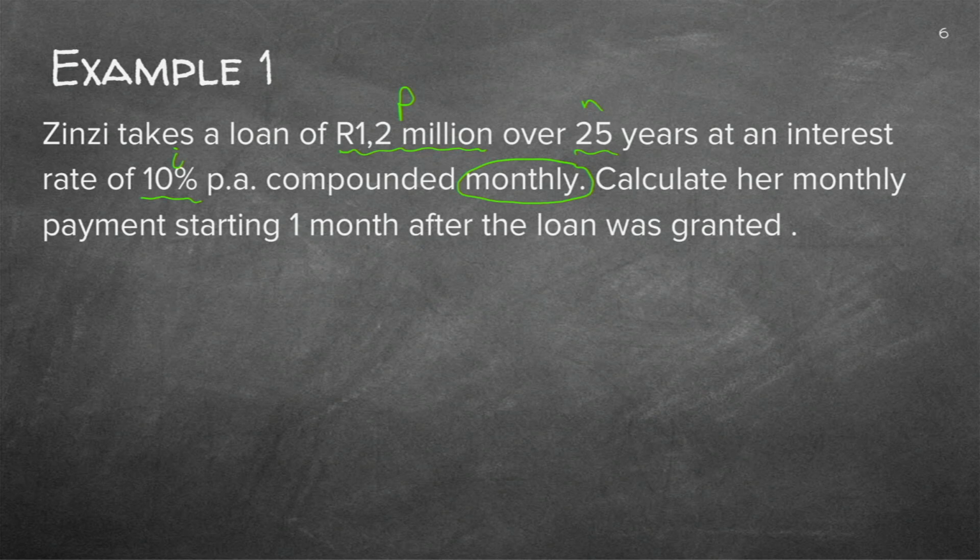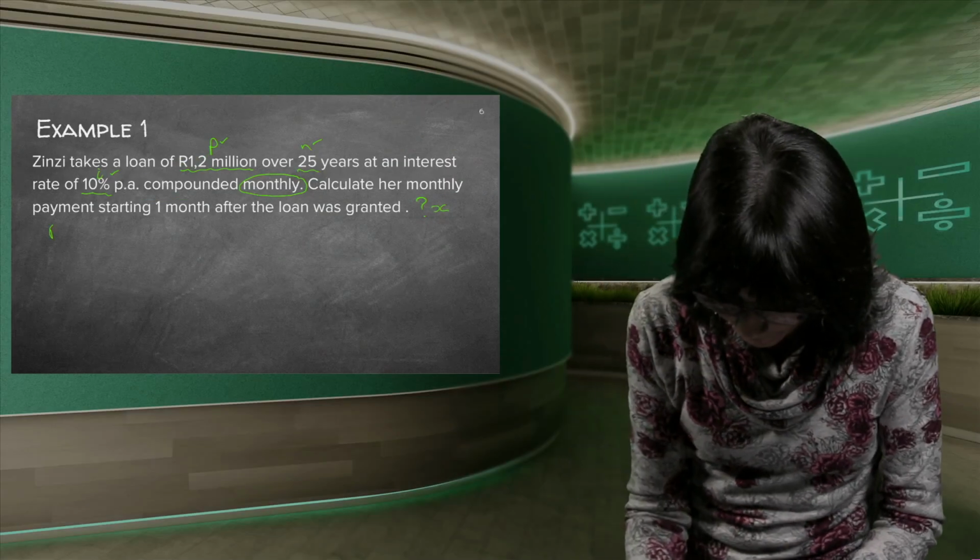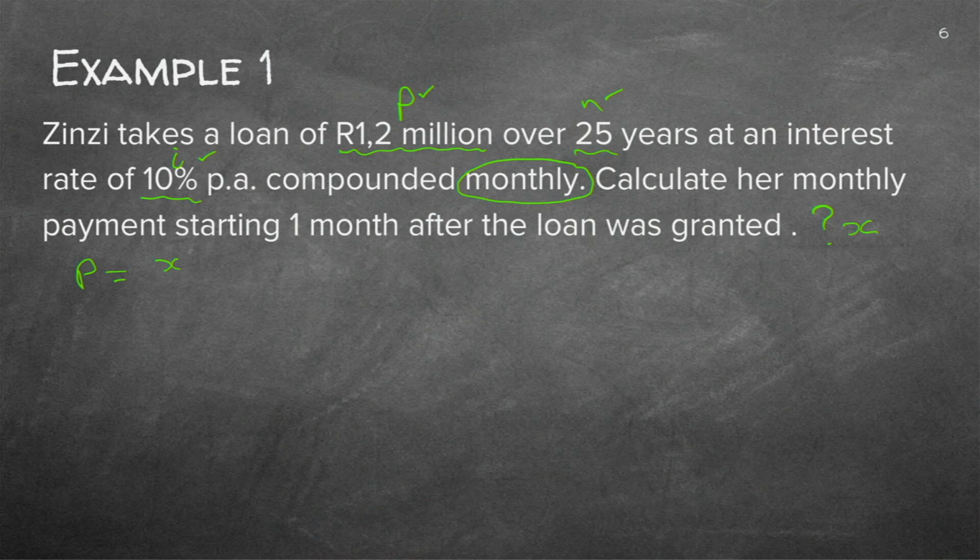So there's your 1, 2, 3 things. So what do they want from you? Calculate a monthly payment starting 1 month after the loan was granted. Calculate the monthly payments. Because if you know your formula now, let's just write it down first.